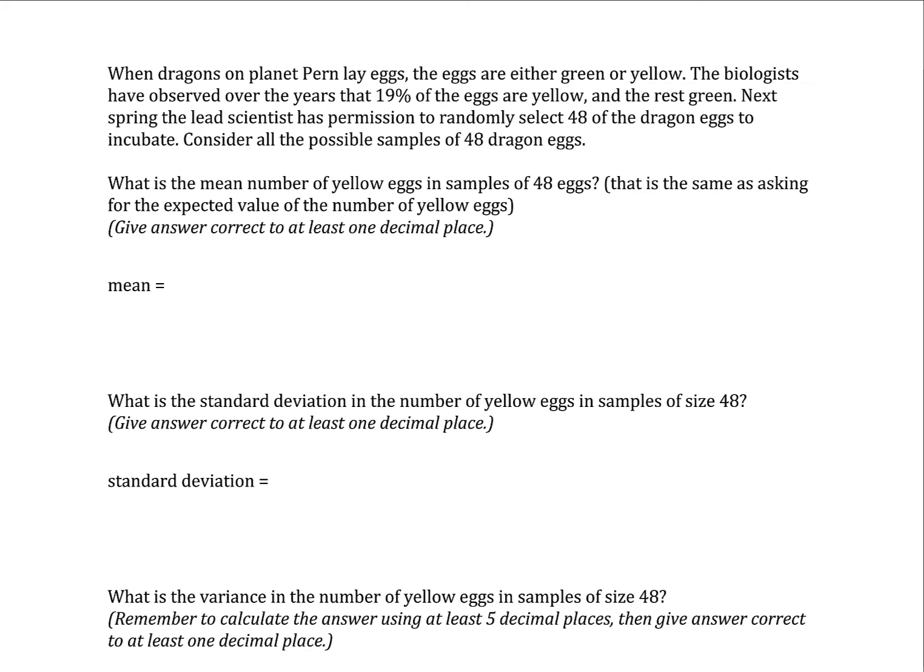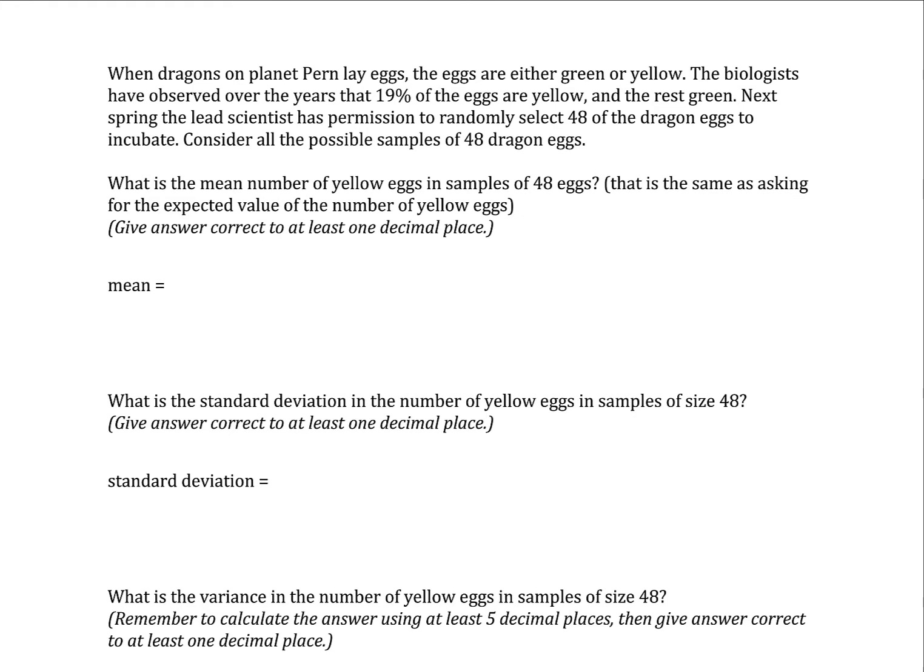So for instance, this distribution should be binomial because there's two outcomes, green or yellow egg. The probability is the same for each trial, so every time an egg is laid, there's a 19% chance that it would be yellow. And we have a fixed number of trials, so there's 48 trials in the experiment. So this is a binomial distribution.